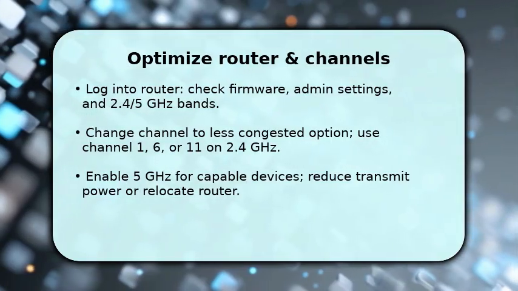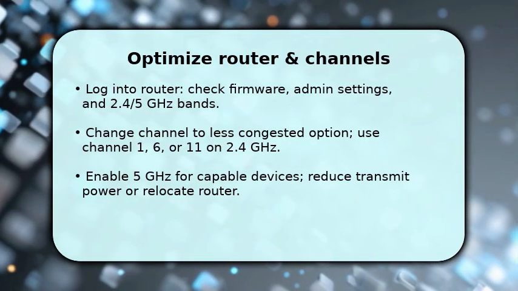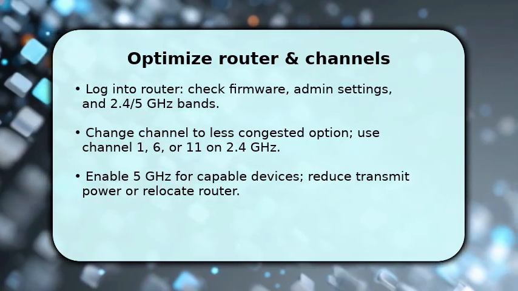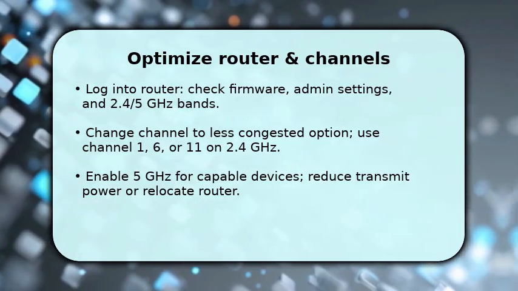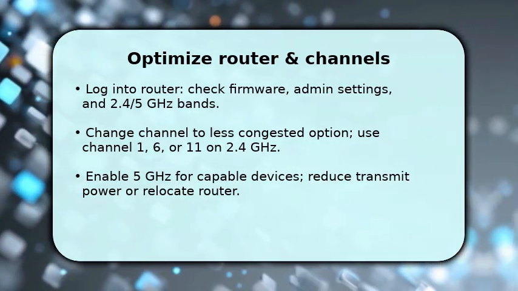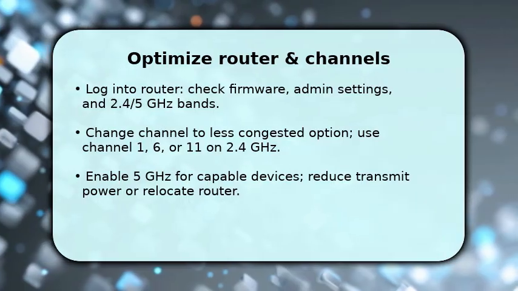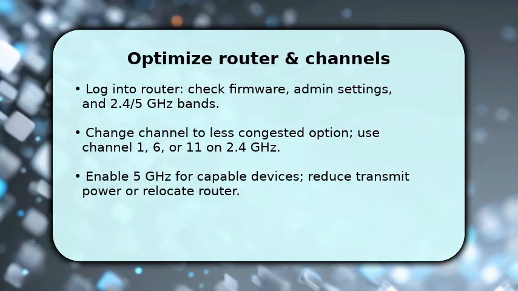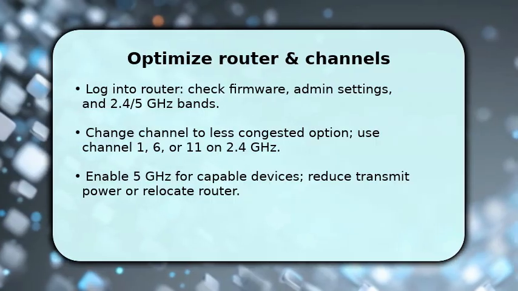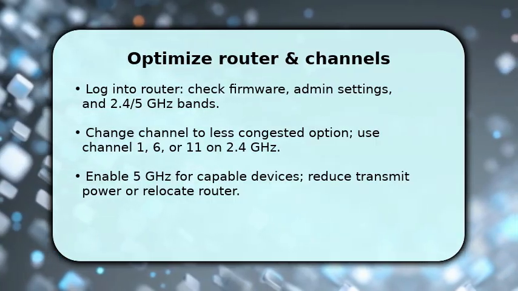Log into its admin page, update firmware, and verify band settings. Switch slow devices to 5 GHz when in range because 5 GHz gives higher throughput. Keep 4 GHz for range. Change Wi-Fi channel to avoid neighbors on 4 GHz; prefer channels 1, 6, or 11.